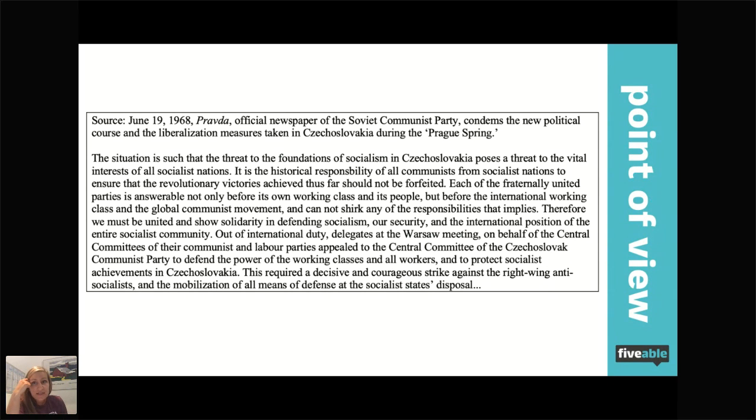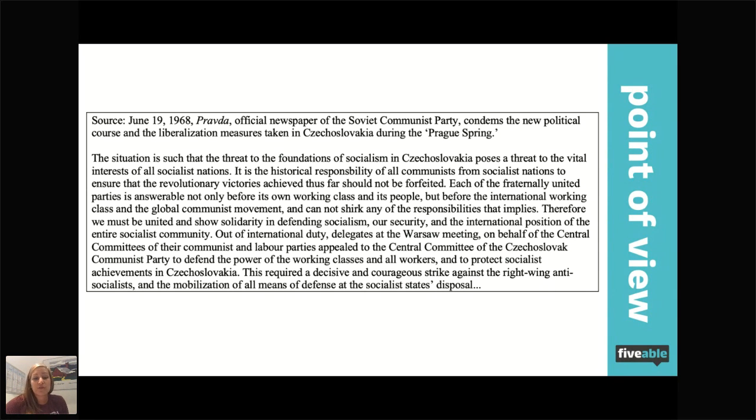So again, we looked at the source before we read this. We know that it is coming from the official newspaper of the Soviet Communist Party. They have a bias as a newspaper. We know that they are the media arm of the Communist Party. The Soviet Union has a stake in this. They don't want to see countries like Czechoslovakia breaking away. And so they're influenced and they have a bias that's impacting the information in this newspaper. That's what we need to look at for point of view.